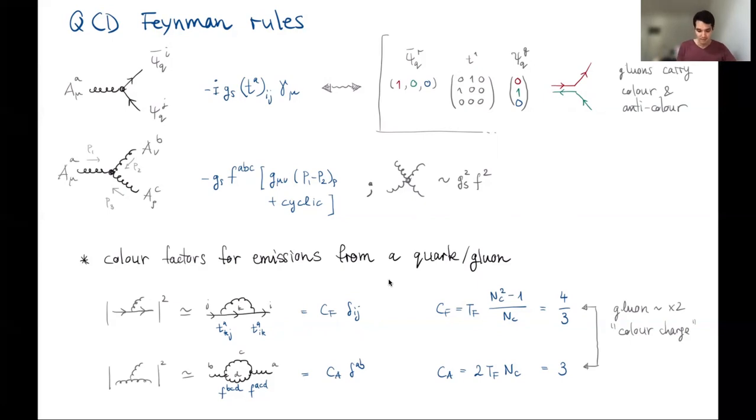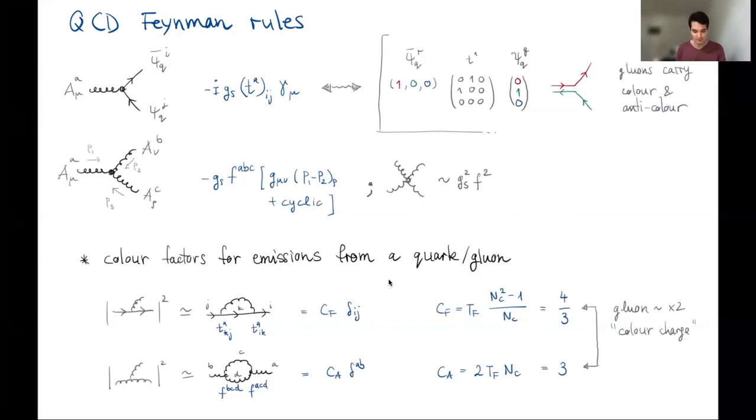And here we have the 3-gluon vertex. This comes with the structure constants f^{abc}, or the generator in the adjoint representation. Let me just, for later convenience, highlight some color factors that we will look at.